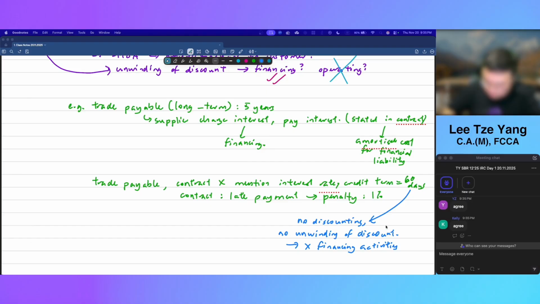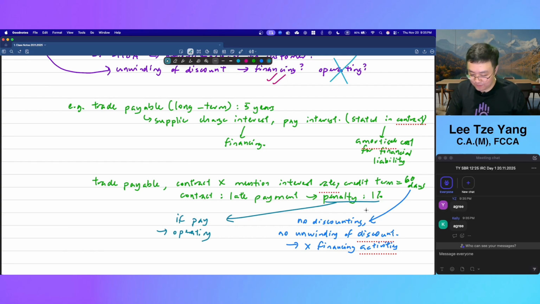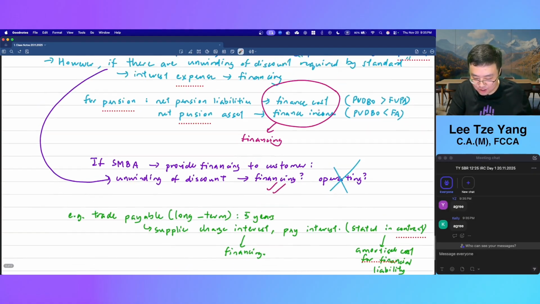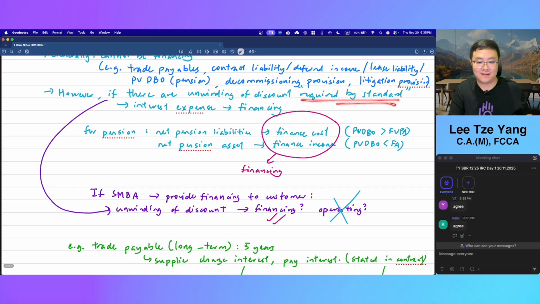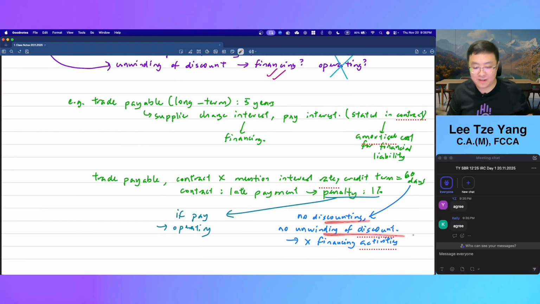Okay, so you see, what I'm trying to tell you is this penalty, if we pay, it will be under operating. Even though 1% seems like interest, you need to know this interest is not really required by the standard. We don't do discounting. We don't do unwinding of discount, so it cannot be under financing. This kind of late payment penalty is operating.